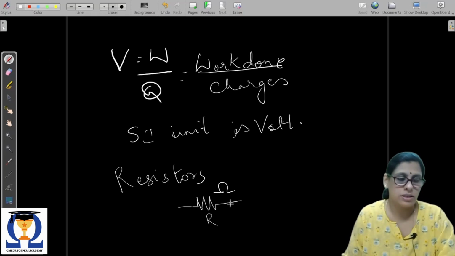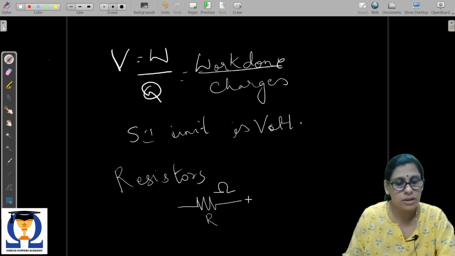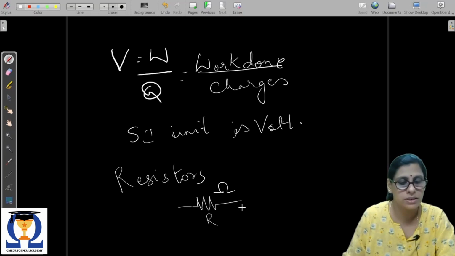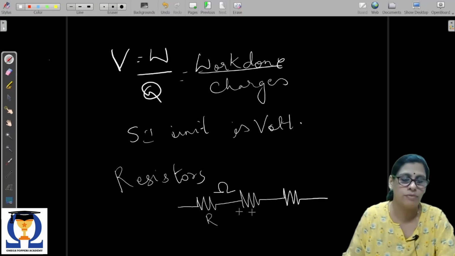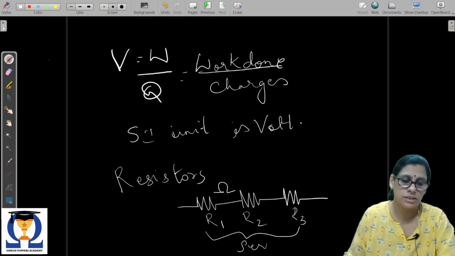These resistors are not just a single resistor in a circuit. There are many resistors connected in a circuit. When the resistors are connected one after the other, R1, R2, R3, then it is called series resistors.